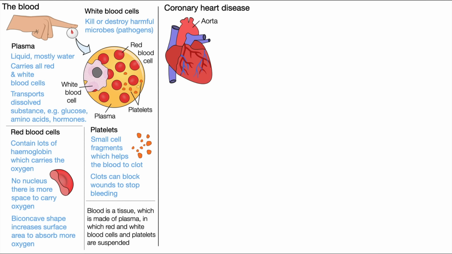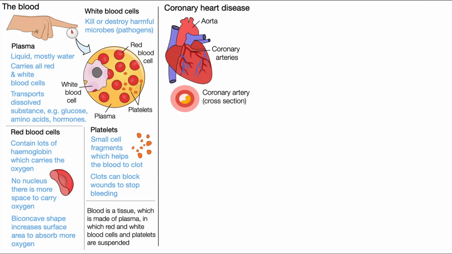Here is the heart. Here is the major blood vessel called the aorta, which, if you remember, carries blood from the heart to the body, and it carries oxygenated blood. However, that's not the blood vessel we're looking at. We're looking at these blood vessels in that dark red color, and these are the coronary arteries. These supply the heart muscle with oxygen and glucose. Sometimes these can get blocked.